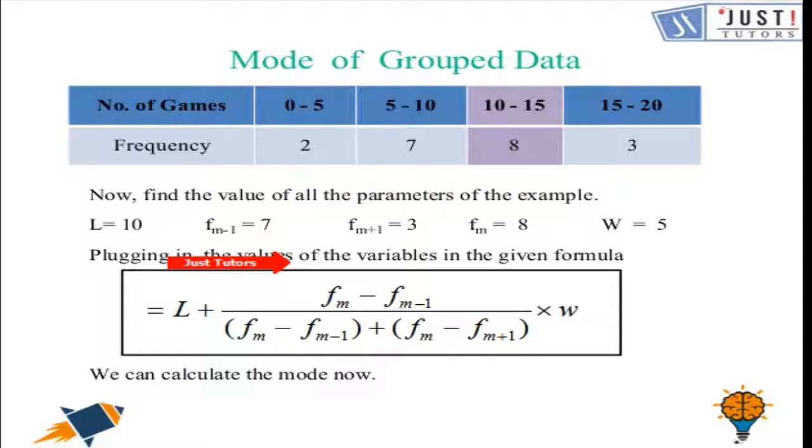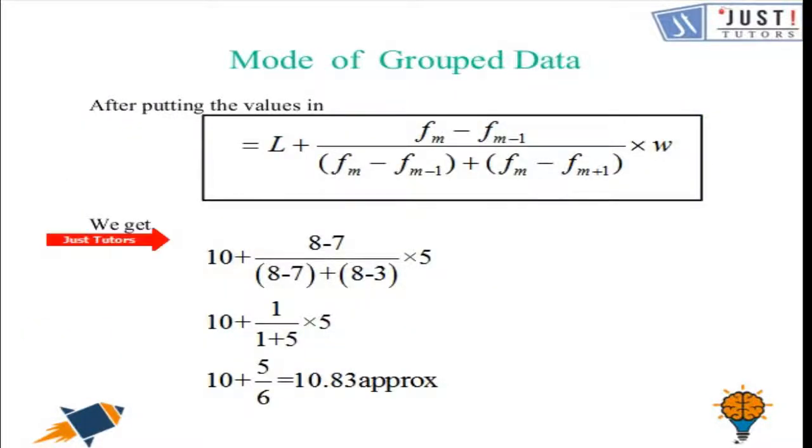And likewise, fm plus 1 was the frequency of the group which was right after the modal class, which is 3. Hence, fm plus 1 is equal to 3. And we can see that the class width is 5 here, 0 to 5, 5 to 10. Hence, we've got all the values. Now we just need to put all the values in the formula. That's going to be this. So L is 10 and fm is 8, fm minus 1 is 7, fm plus 1 is 3. And we can work that out, and the answer for this question is going to be 10.83 approximately.